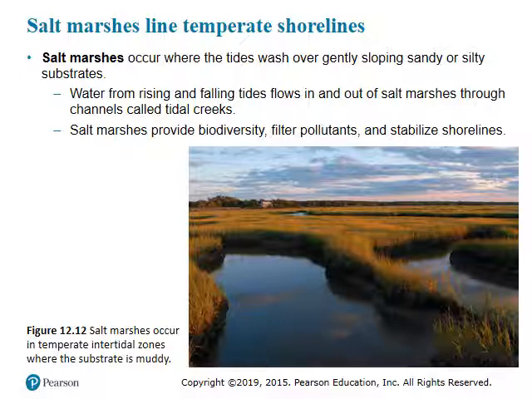So, salt marshes tend to provide high levels of biodiversity. They also tend to filter pollutants, and they're very good at stabilizing shorelines, right? They create that buffer of physically slowing the water down and giving space and separation from the whims of the ocean. These tend to occur in temperate intertidal zones where substrates can be muddy instead of just sandy or rocky.